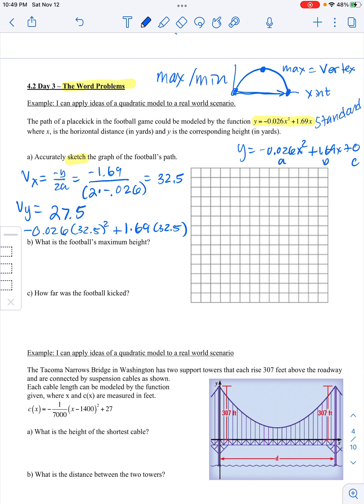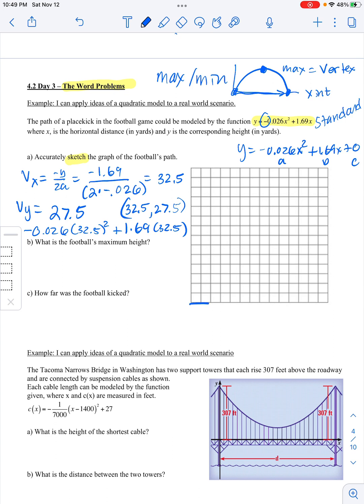Okay, so I am getting 27.5 basically. So the vertex of this, and keep in mind that this opens down, so the vertex is going to be a high point. The vertex is 32.5 and then has a y coordinate of 27.5.